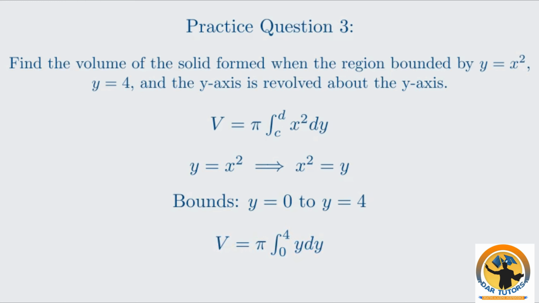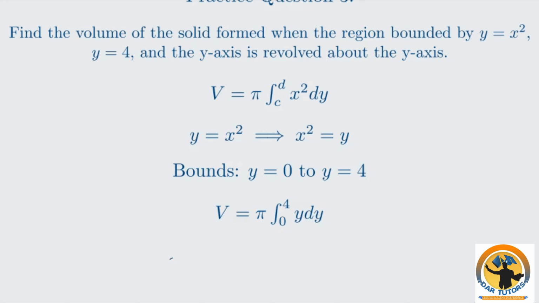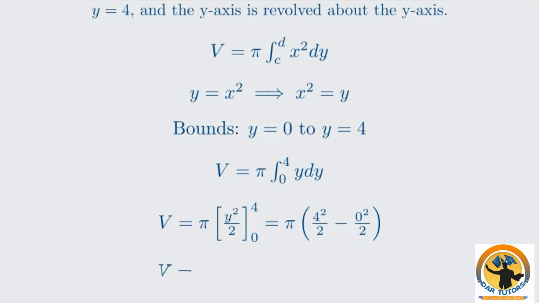The antiderivative of y is y squared over 2. Evaluating from 0 to 4, we get pi times 4 squared over 2 minus 0 squared over 2. This simplifies to pi times 16 over 2, which is 8 pi. So the volume is 8 pi cubic units.